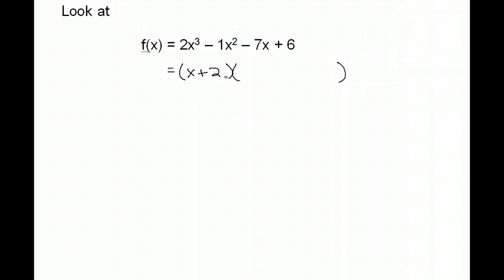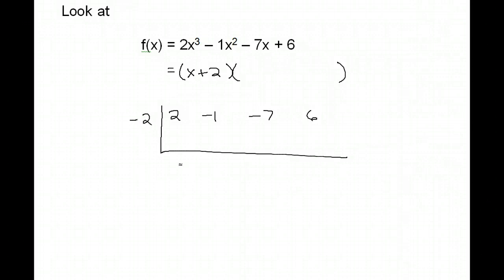So what we do is start trying some linear factors and see if they divide in there evenly. Let's try x plus 2. If I do synthetic division, I have 2, -1, -7, and a positive 6. I'm going to do synthetic division with x plus 2. That means I put a -2 here. So I bring the first term down and I multiply, add, multiply, add, multiply, and add. Okay, I got a remainder of 0.